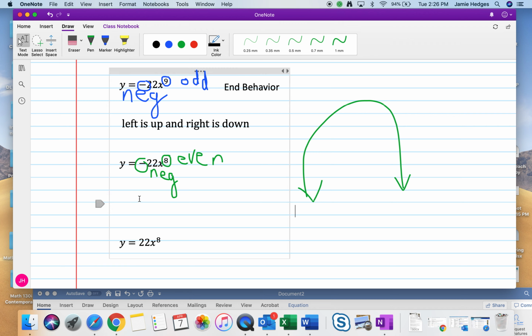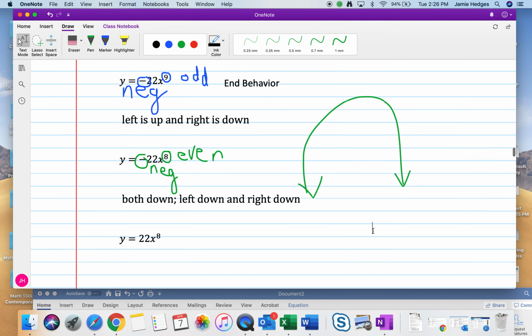So I would just write that. I could say both down, or I could say left down and right down. Either way, that's all we need for there. If you want to get a little bit fancier, that's fine. A lot of people had it right. A lot of people also had things about infinity and negative infinity, and that's where we're getting into trouble. So I kind of want to clear the air on that.